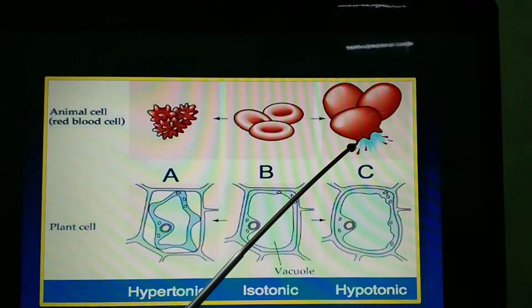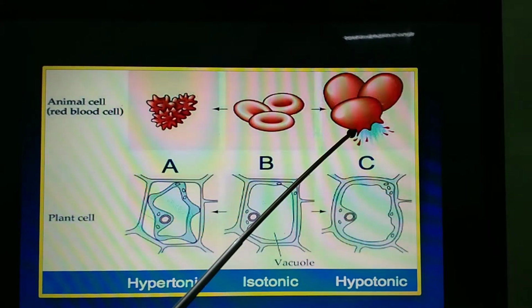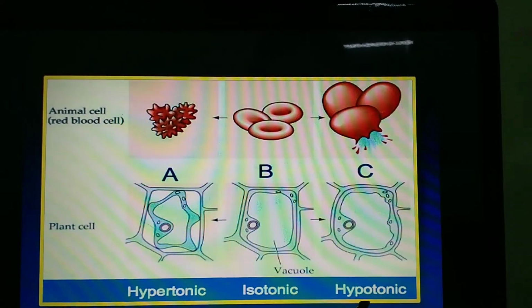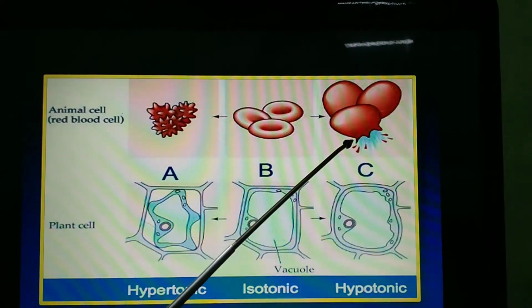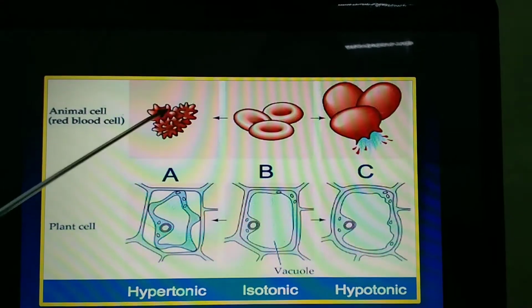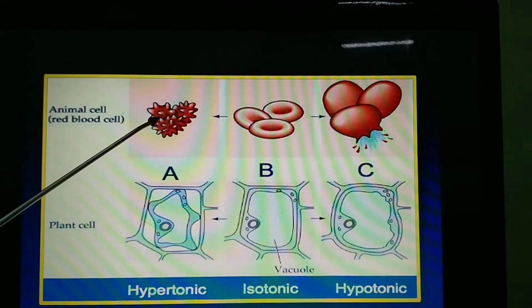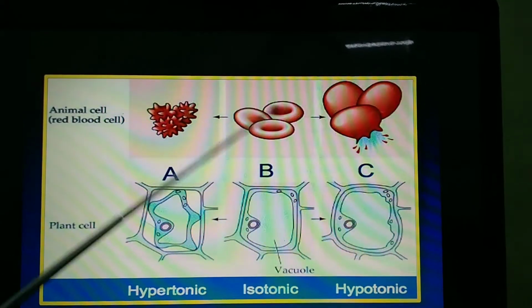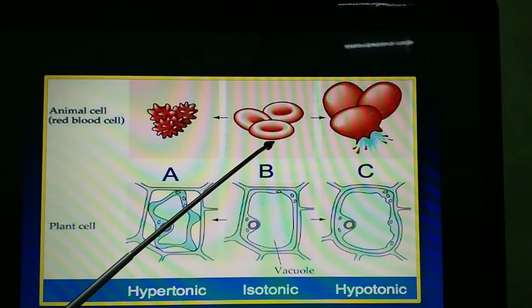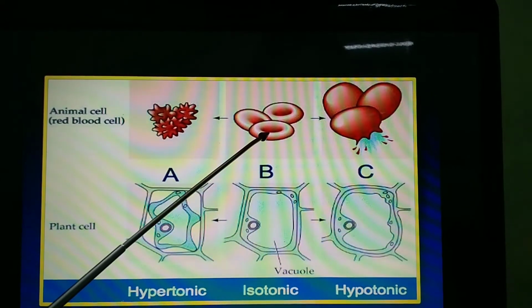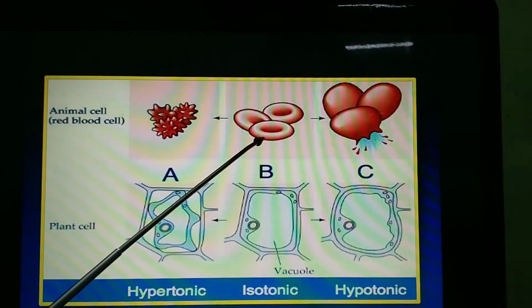So the question comes, what happens to the RBCs when they are placed in hypotonic solution? Then the answer will be that they will burst due to the lesser amount of solute in the solvent. Same, what happens to the RBCs when they are placed in hypertonic solution? They shrink. And what happens when the RBCs are placed in isotonic solution? Then there will be no change in the shape of RBCs.